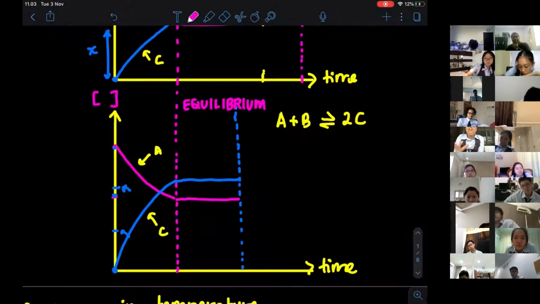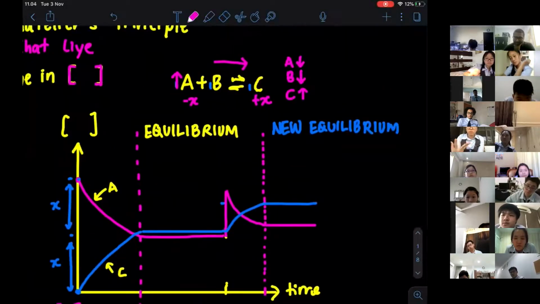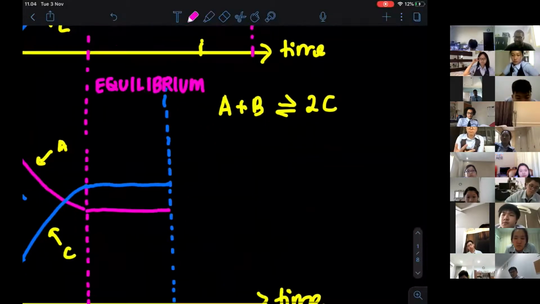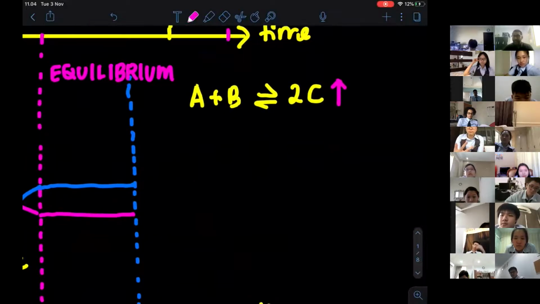Okay, now what is happening? I'm trying to increase the C. Let's say what happens according to the equation when you increase the C.